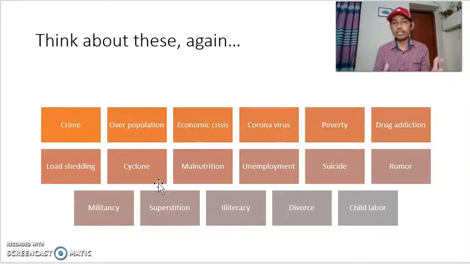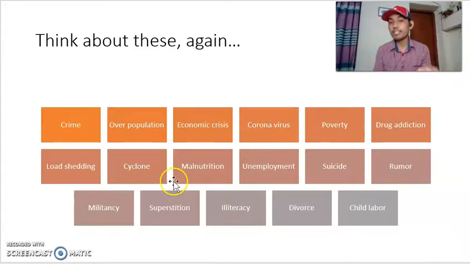Cyclone or any other natural disaster like earthquake, flood, tornado, nothing of this is a social problem. It's a natural phenomenon. But there are some social issues related with this, like being aware of the signal and having awareness to go to the cyclone center when there is a warning for cyclone. These are social, but cyclone itself is not a social problem.